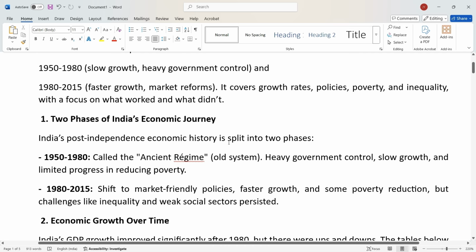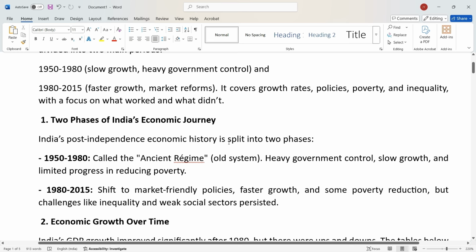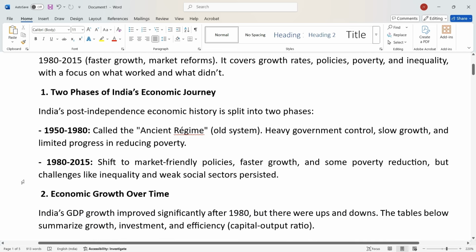The first phase of 1950 to 1980 is also known as the old regime phase, or old system phase, where there was a slow growth rate, poverty and inequality were present in the economy, and there was heavy government intervention. The second phase is 1980 to 2015, where there was a shift in the economy, government intervention was comparatively low, and there was faster growth in the economy.